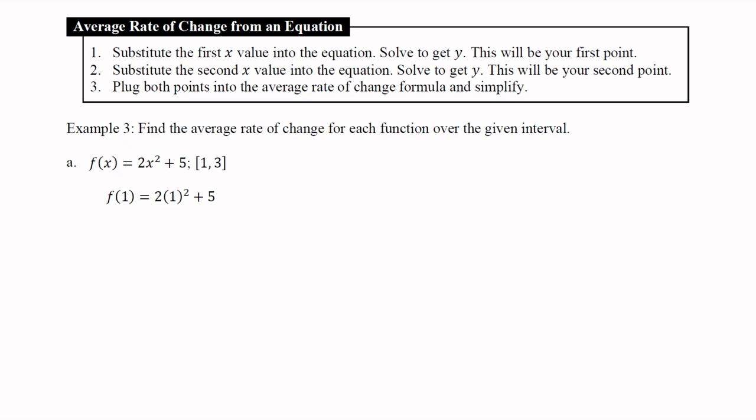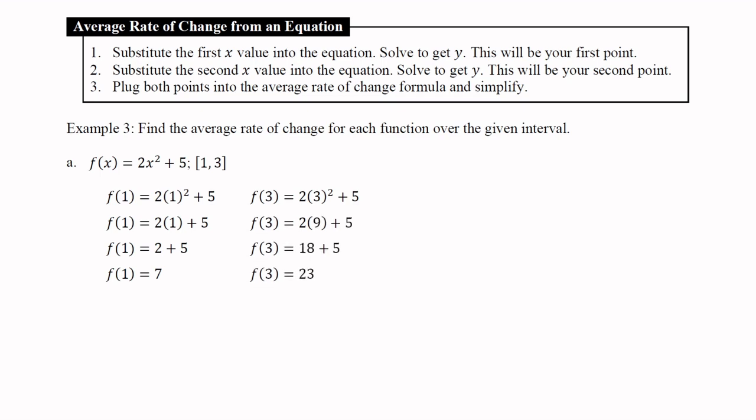So we're going to plug in 1 into this function and evaluate it to get 7. So our first point is going to be (1, 7). Then we're going to plug in 3 and evaluate it to get 23. So x1, y1 is (1, 7). x2, y2 is (3, 23). It doesn't really matter which one is x1, y1 and which one's x2, y2. You just got to make sure that the x's and the y's go together. Then we're going to use our average rate of change formula, plug in all of that information, simplify the top and simplify the bottom, and then divide to get 8.